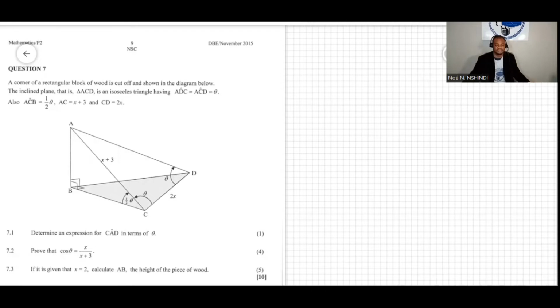Now the question says 7.1: determine an expression for the angle CAD in terms of theta. All right, we can see that angle theta is over here, and the angle theta is there, and then we want the angle CAD. CAD is this angle. So the angle CAD is what we are looking for.